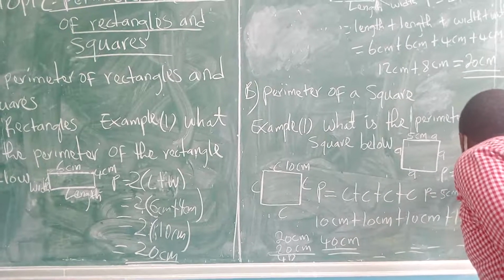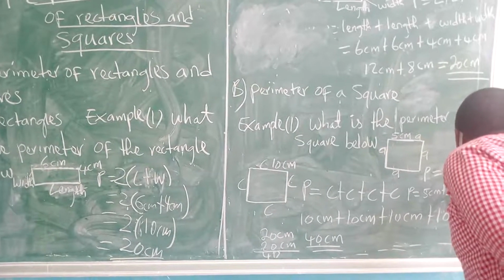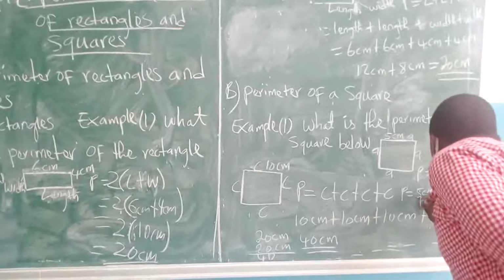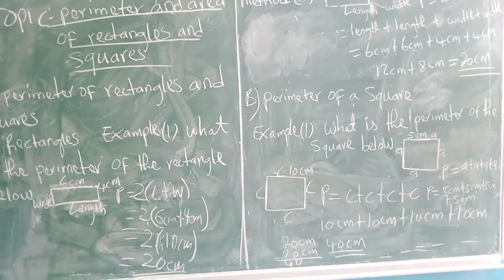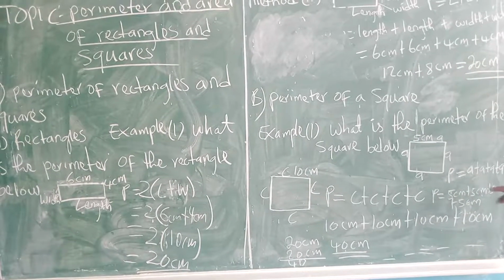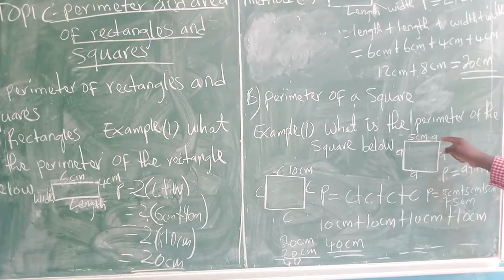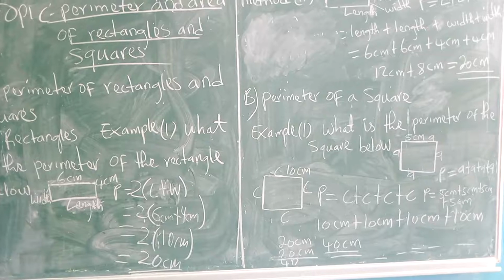So our perimeter is C plus C plus C plus C, which is the same as 10 plus 10 plus 10 plus 10. If you add all these 10s, 10 plus 10 is 20, 10 plus 10 is 20, and 20 plus 20 is 40. So for this square, the perimeter is 40 centimeters.